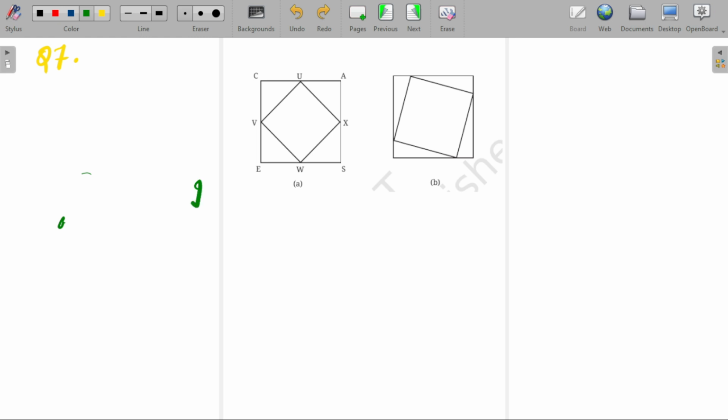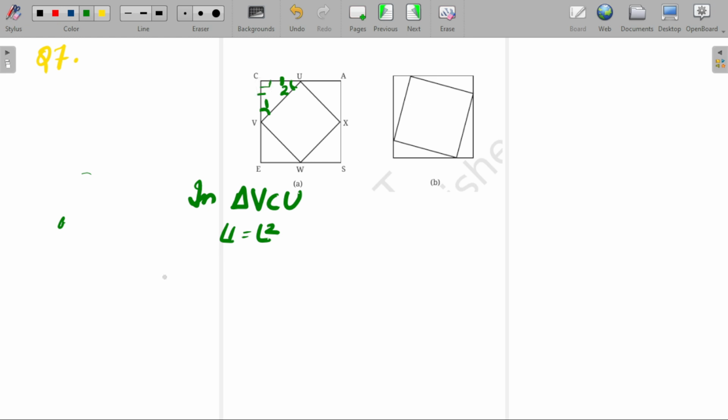Let's use triangle VCU. Triangle VCU, again this triangle. Here VC is equal to CU, that means this angle will be equal to this angle. Let's say this is angle 1, this is angle 2. As these are equal, angle 1 equals angle 2 because equal opposite sides have equal angles. And this is angle C.